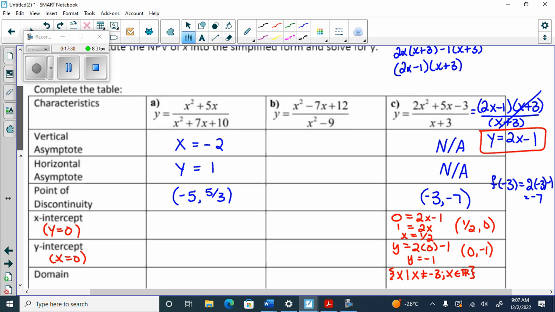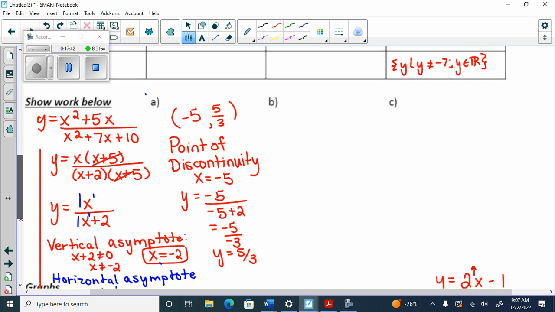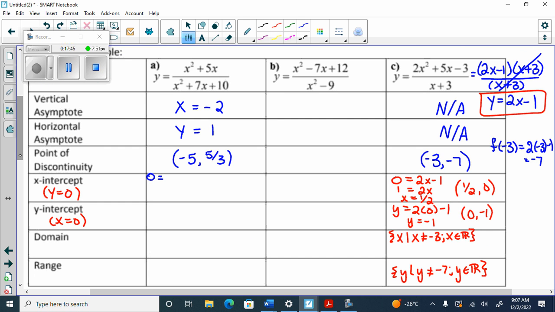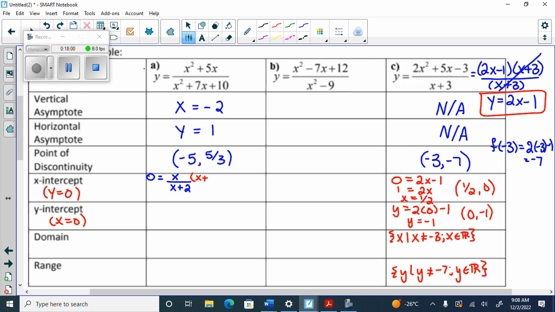You put 0 in for y, into the simplified one, right? So we would go 0 equals x over x plus 2. Now I want you to notice something. I'm immediately going to multiply by that x plus 2, right? This cancels, and then this becomes 0 equals x. So it's going to be at 0, 0.